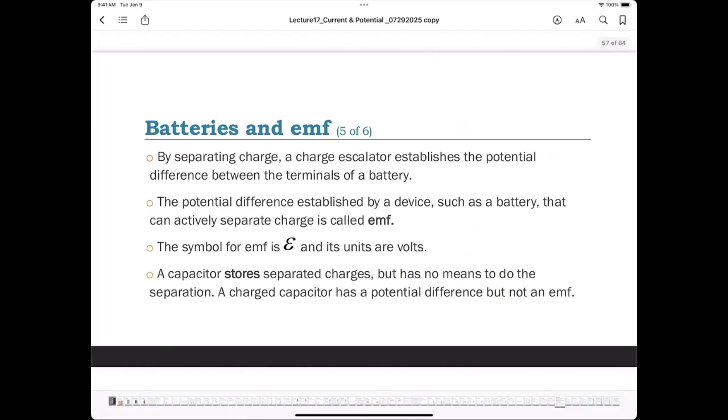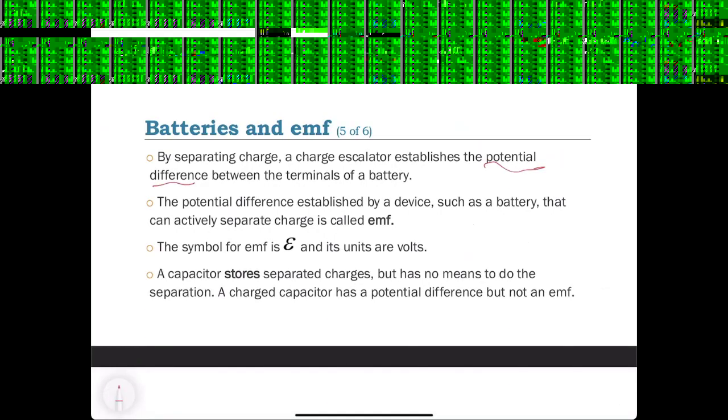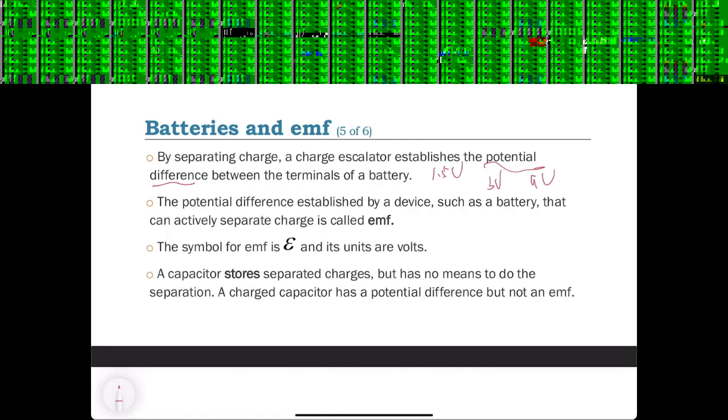Okay, by separating charge, a charge escalator establishes the potential difference between the terminals of a battery. This potential difference we usually call voltage. If you buy some batteries in the supermarket, there will be 1.5 volt, 3 volt, and 9 volt. This is just the potential difference. The potential difference established by a device such as a battery that can actively separate charge is called EMF.